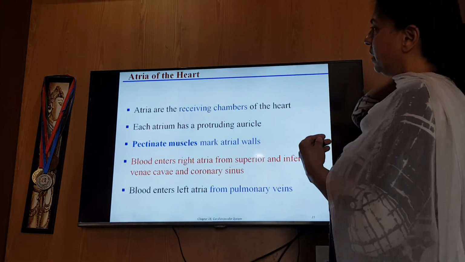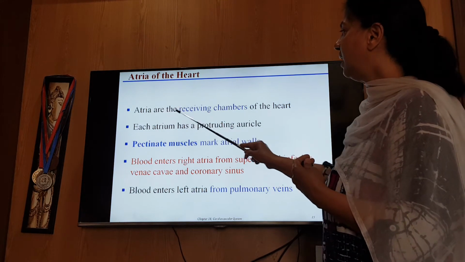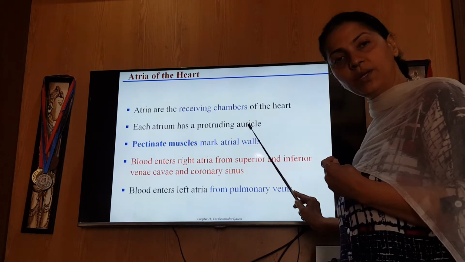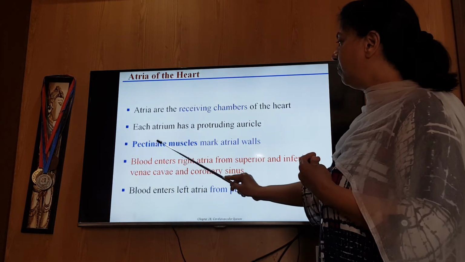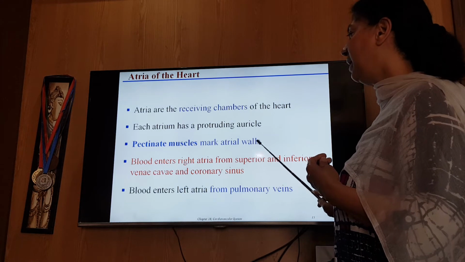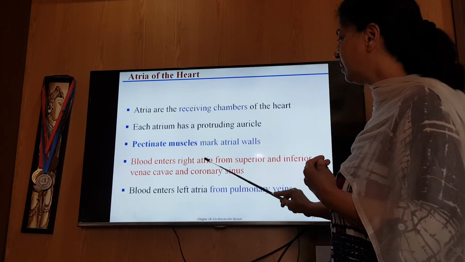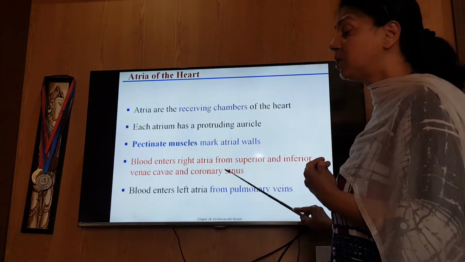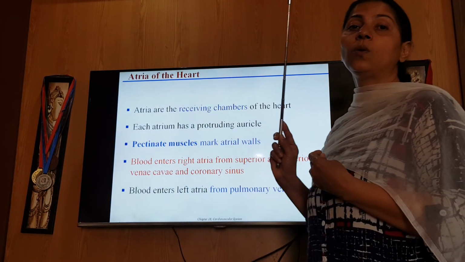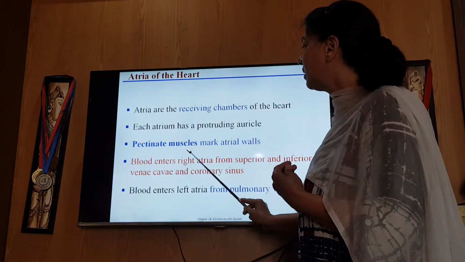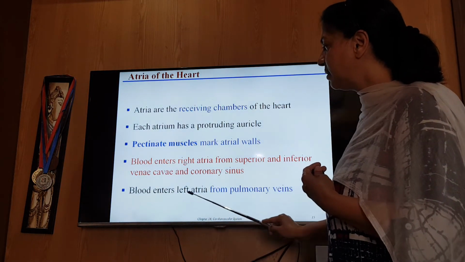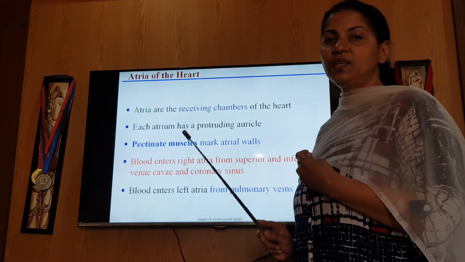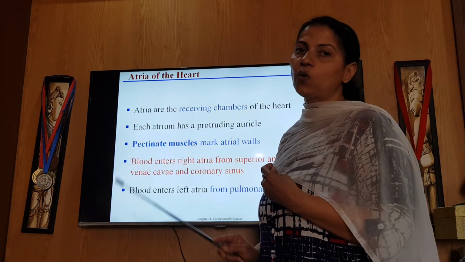Now, atria of the heart. Atria are the receiving chambers, as you know. Each atrium has a protruding auricle that you saw, the purple colored. Pectinate muscles mark the atrial wall. Blood enters the right atria from the superior and inferior vena cava, and also the coronary sinus. That means all that deoxygenated blood is going to enter the right atria. Blood enters left atria from pulmonary veins, and we saw that the pulmonary veins were colored red because they contained oxygenated blood.